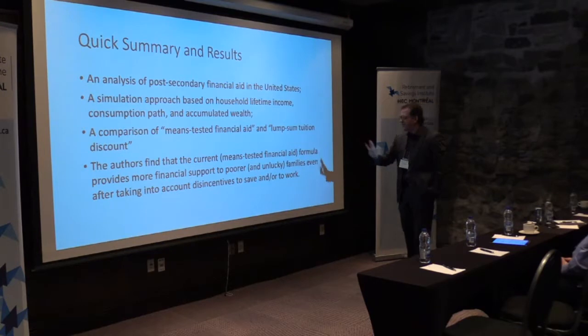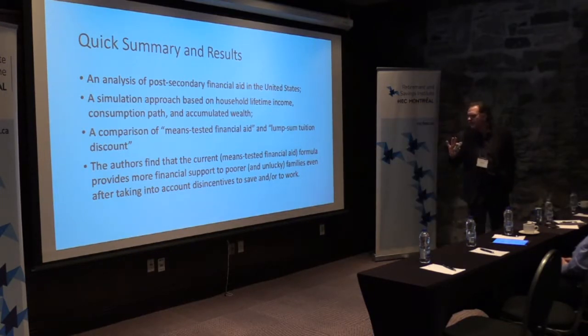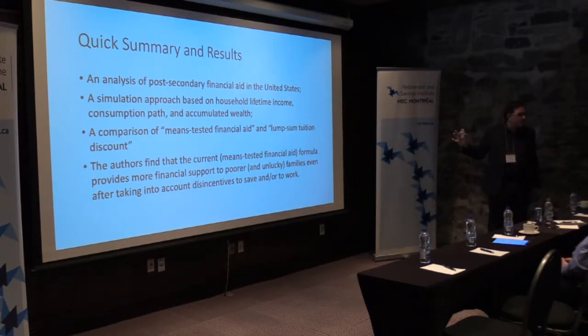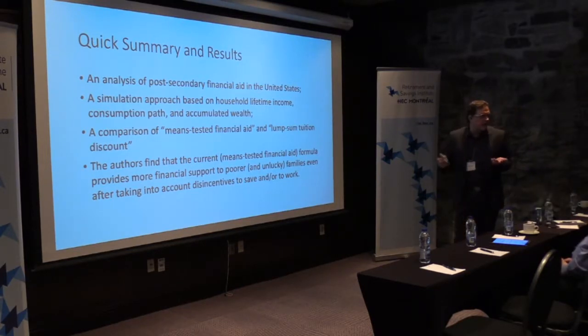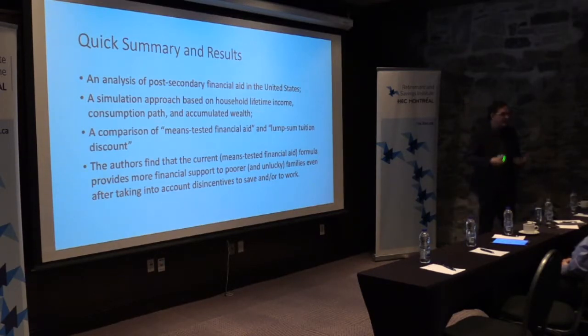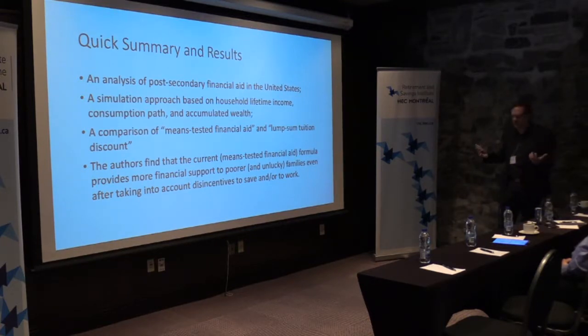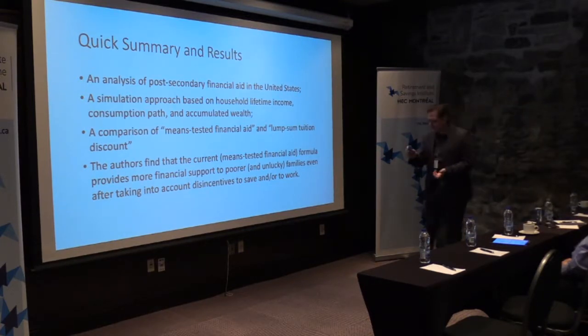The means tested aid formula, the current formula, provides more financial support to poor people, and because being poor is the result of being unlucky, it's a random draw, it's not because you're lazy, you're basically stuck with an unlucky draw in the states of the world. There is an insurance here.